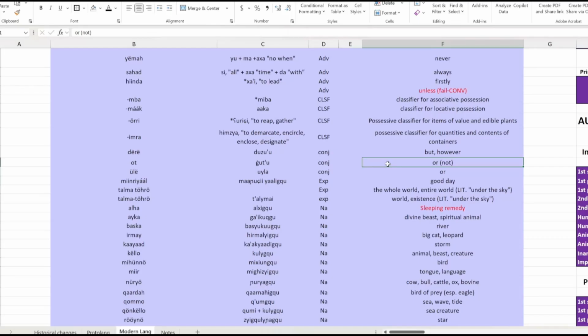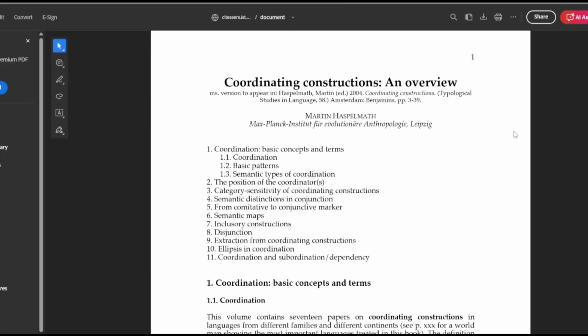Because I've been thinking about things a little bit more, and I actually went back and re-listened to that Theory Neutral episode, and specifically in that episode they're discussing this paper by Martin Haspelmath, which is a really good and useful overview of how coordination works cross-linguistically. So I had a read through it in preparation for this episode, and it did spark some ideas.